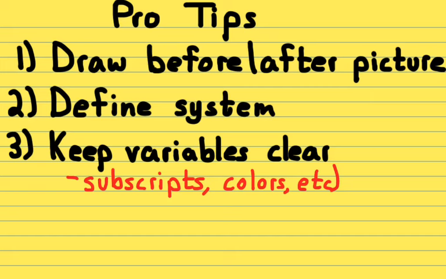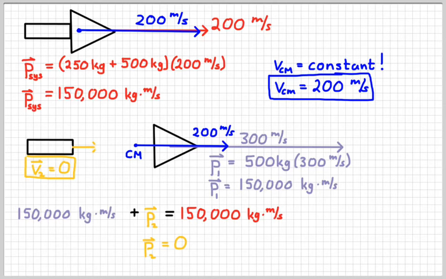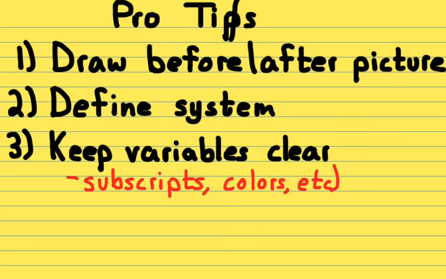If you look back at some of these questions we worked with, notice that there are a bunch of different P's for momentums that we used. So it's really important that you use some sort of system, like different subscripts, 1 versus 2, or different colors, like I used orange, red, and purple, in order to keep those straight. Have some system for keeping your variables clear, otherwise you're going to get them messed up.